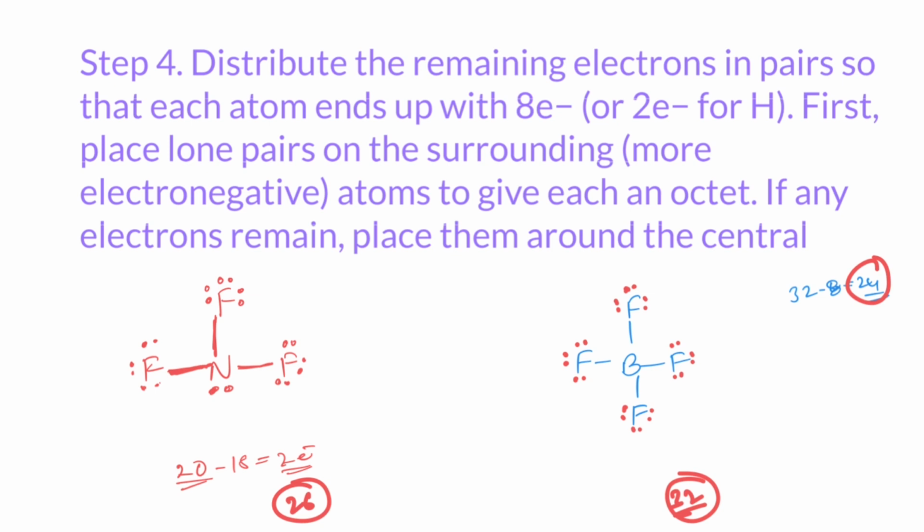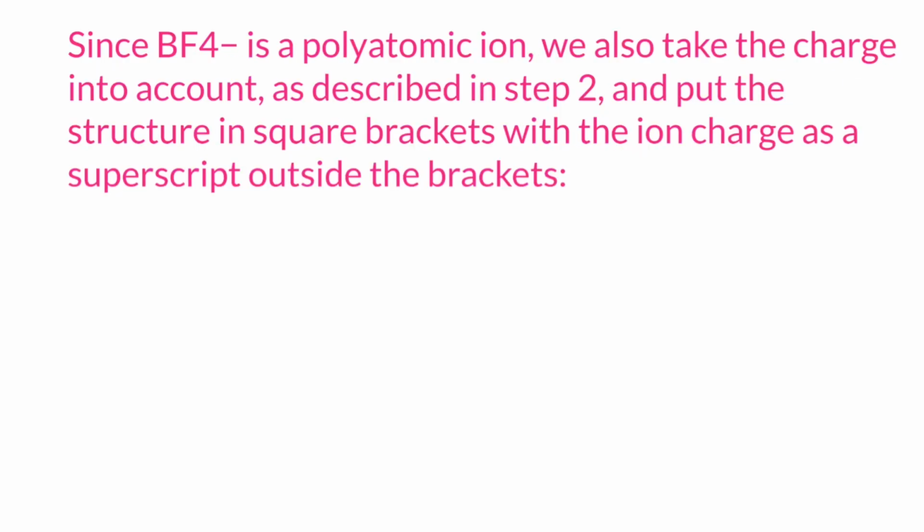Now, around this central atom, 4 bonds are there: 1, 2, 3, 4. 4 into 2 is 8 electrons. So each atom got 8 electrons. That is, octet complete. Therefore, they are stable. BF4 minus is a polyatomic ion. We also take the charge into account as described in step 2 and put the structure in square brackets with the ion charge as a superscript.